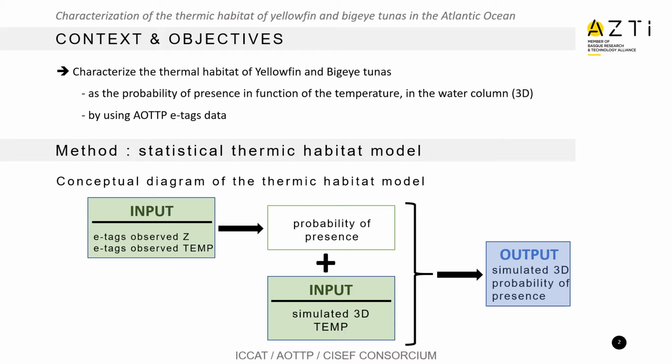So the objective of this study is to characterize the thermal habitat of yellowfin and bigeye tunas as the probability of presence in function of the temperature and in all the water column, that is to say in 3D. And of course by using electronic tag observation data obtained during the AOTTP campaigns.